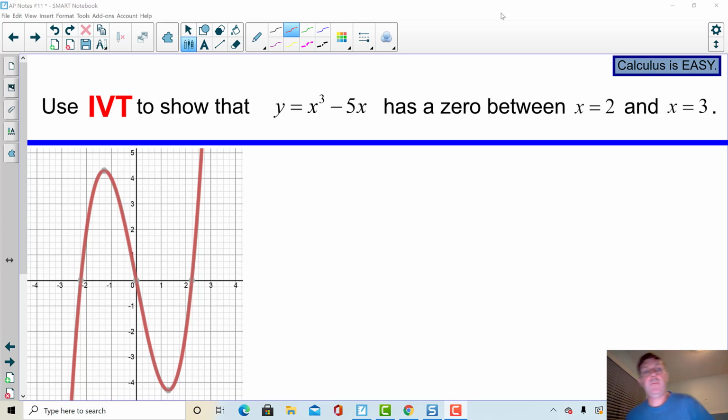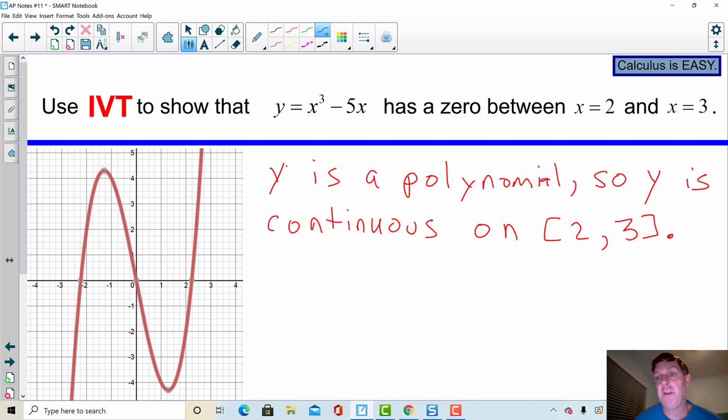Okay, now we're going to do an example of using the intermediate value theorem to show that there's a 0 for this function in between x equals 2 and x equals 3. Our first step is we must say that the function is continuous from 2 to 3. And the reason is because it's a polynomial, and polynomials are continuous everywhere. So now we want to check the beginning height and the ending height.